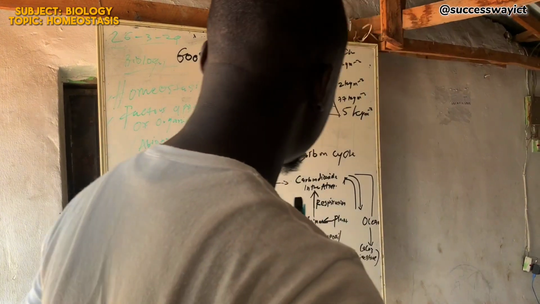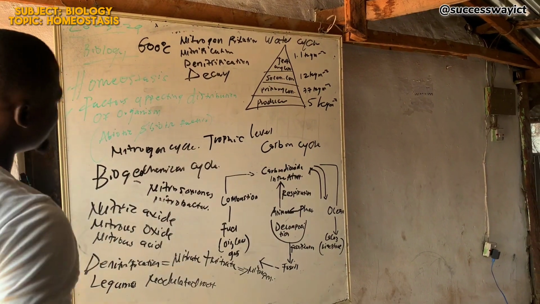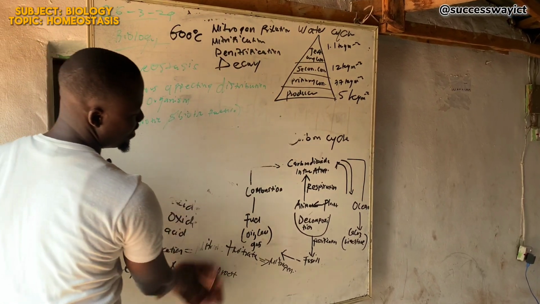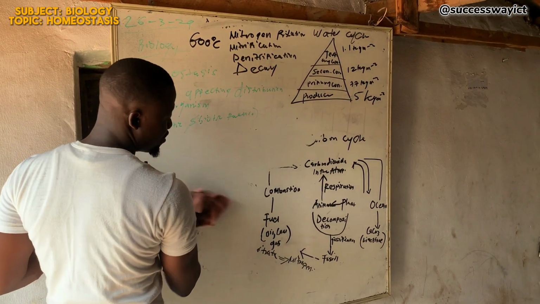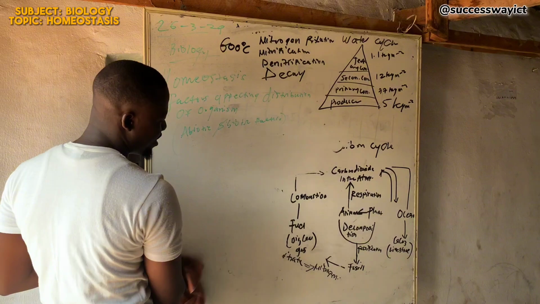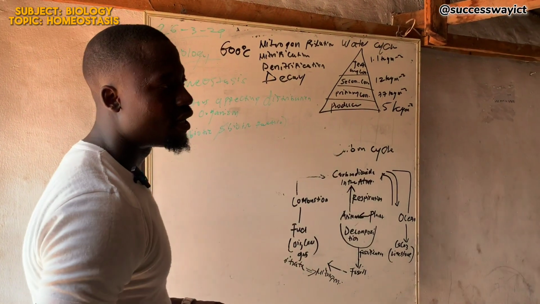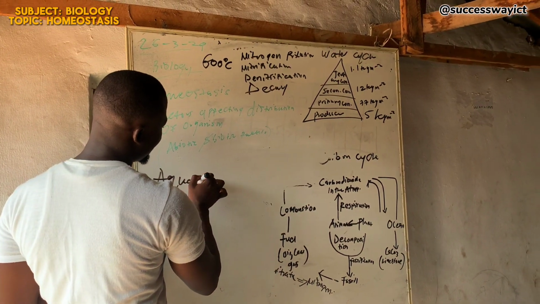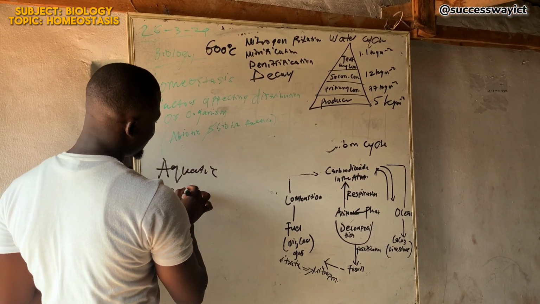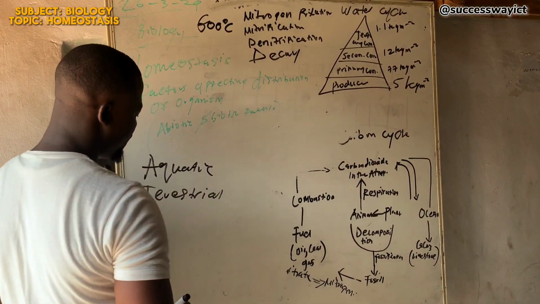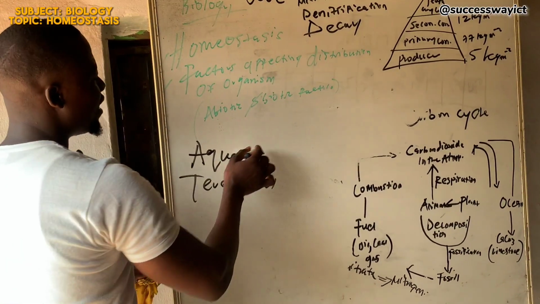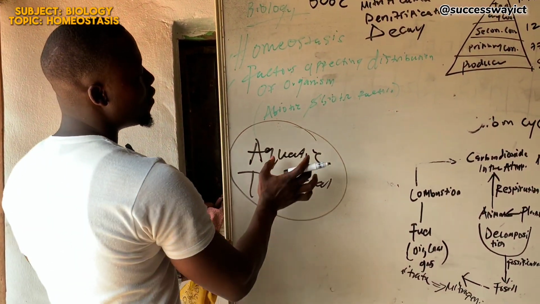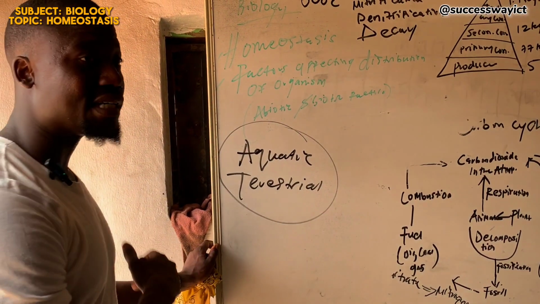Now let's look at habitat, natural habitat. All right, I think I've asked you the definition of habitat, right? So what are the types of habitat? What are the types of habitat? Aquatic and terrestrial. These are the two major types of habitat. Are we together? So, aquatic habitat. What is aquatic habitat?